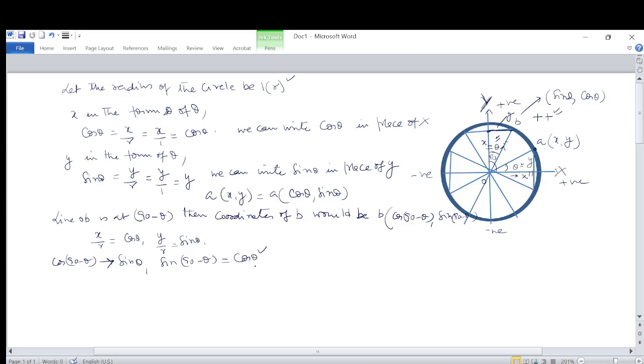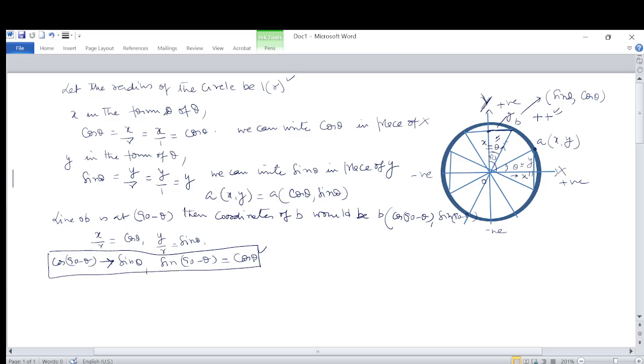Do you understand the point? Again, repeating the same thing: here y was perpendicular, now y is the horizontal line. The horizontal line represents the distance from the center, and this is y. The horizontal distance is written first, so y is sine theta, and x is the vertical distance, cos theta. So cos 90 minus theta becomes sine theta, and sine 90 minus theta becomes cos theta.